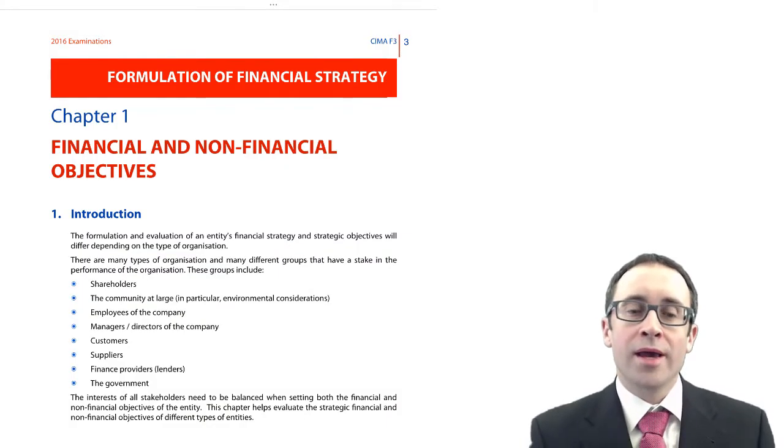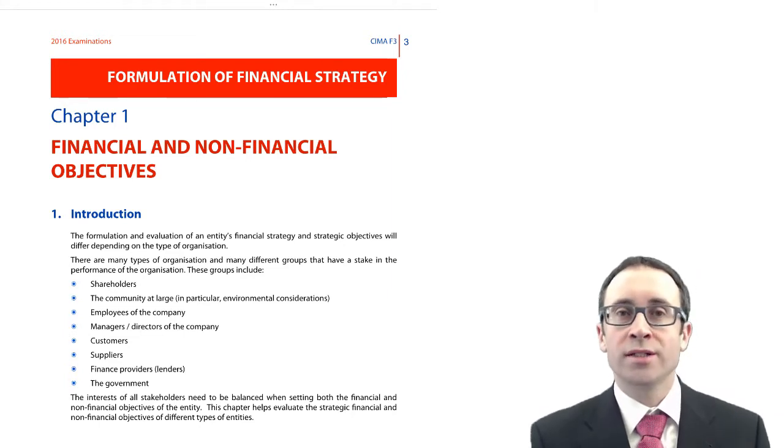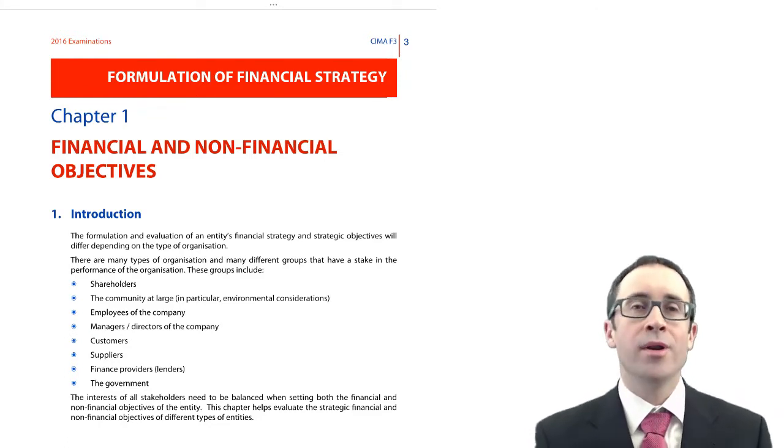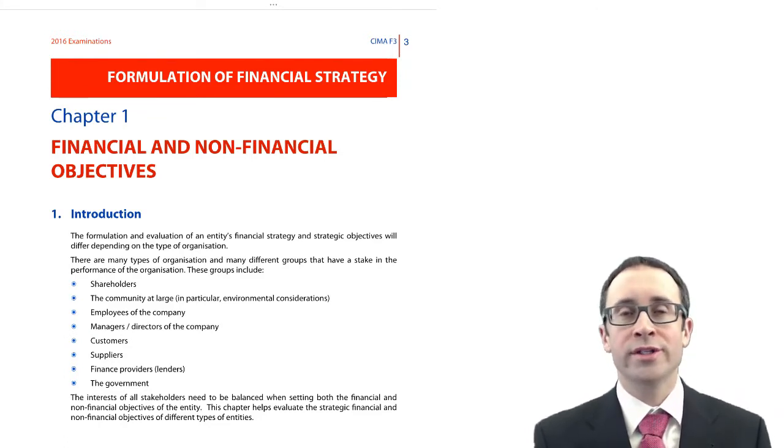So let's begin by looking at the formulation of our financial strategy by kicking things off with Chapter 1. And Chapter 1 develops our financial and non-financial objectives. What we need to be able to do, to determine whether we're looking at financial objectives or non-financial objectives and what they may be, is make sure that we understand the entity that we are looking to set those objectives for.